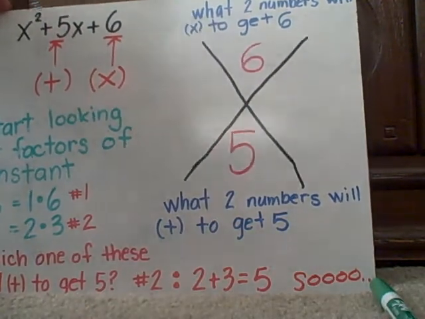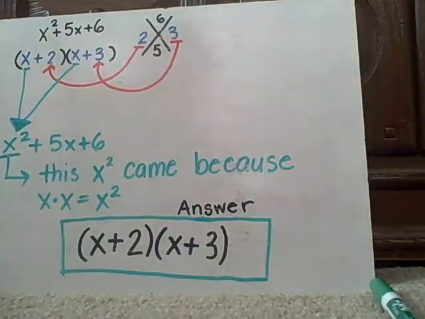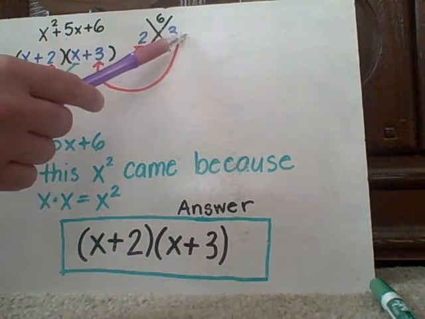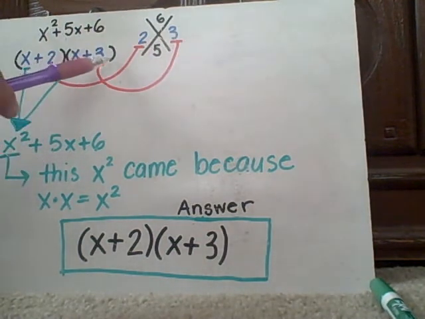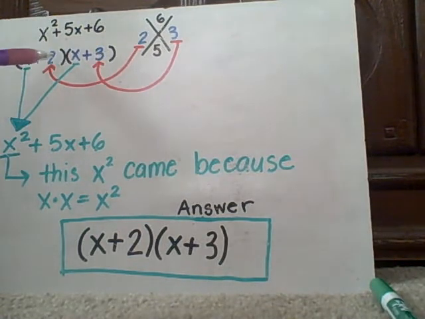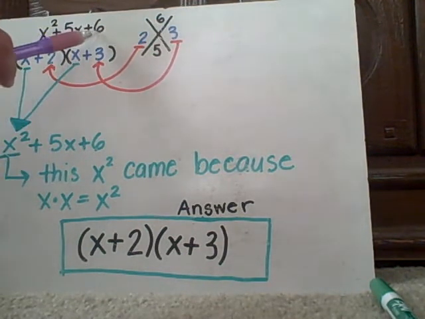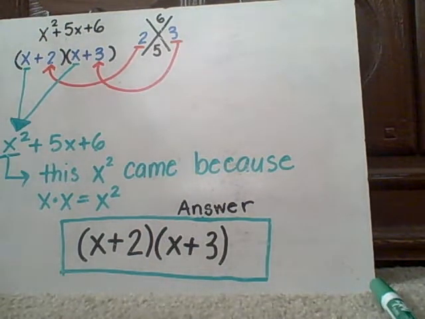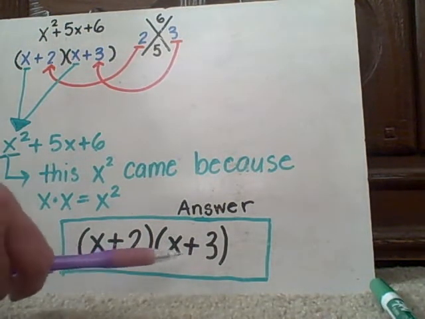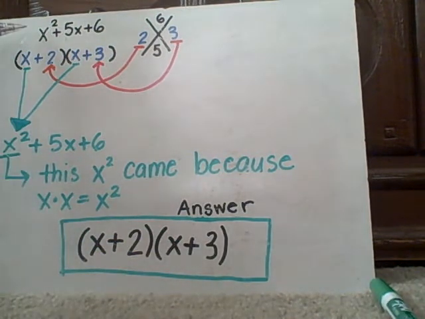So what we do from there, we put the 2 on this side and the 3 on this side. We then go back to our parentheses, and we automatically set up our sets of parentheses. Automatically, we put the x here and the x here because that's how we get x squared. So that's the easy part. In the back here are the two numbers that we've chosen that multiply to get 6 but add to get 5. The answer is x plus 2 times x plus 3. And we have factored this trinomial into two binomials that are multiplying times each other.